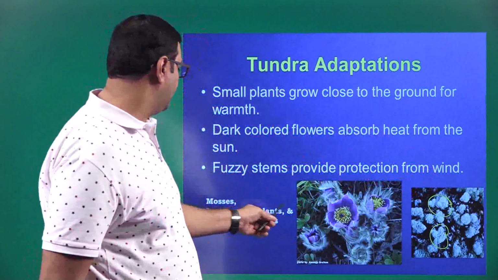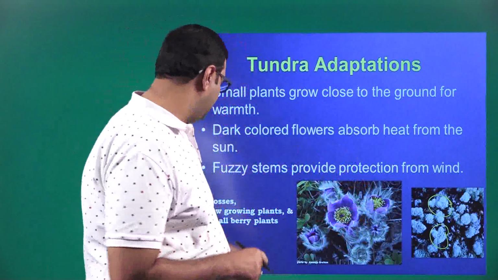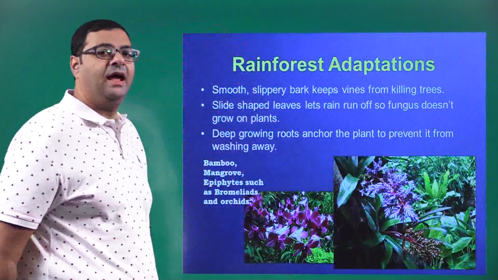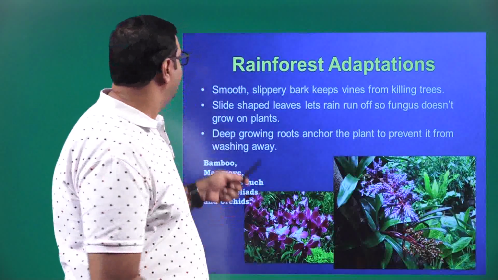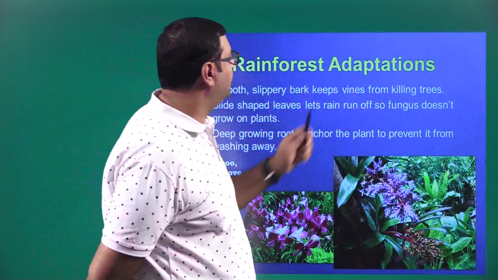Then low growing plants and small berry plants. So these are the examples of tundra adaptations. Then moving on, rainforest adaptations. Now when we talk about rainforest adaptations, you have smooth, slippery bark keeps vines from killing trees.